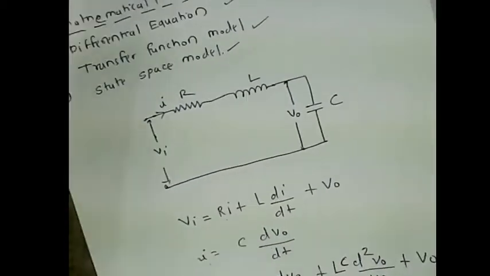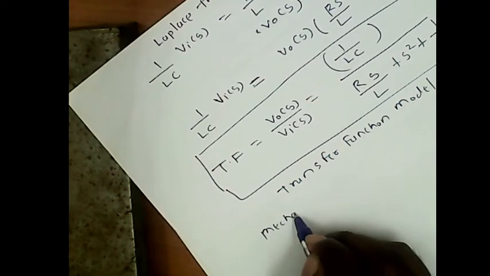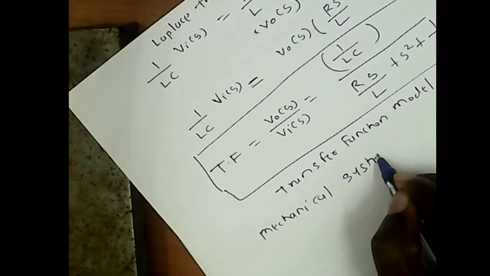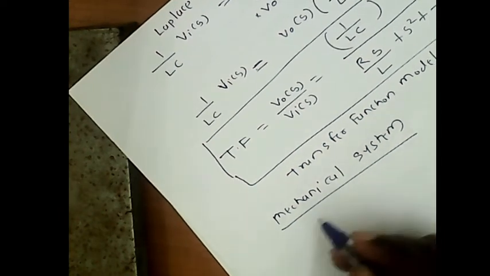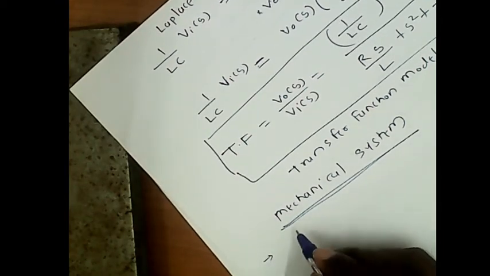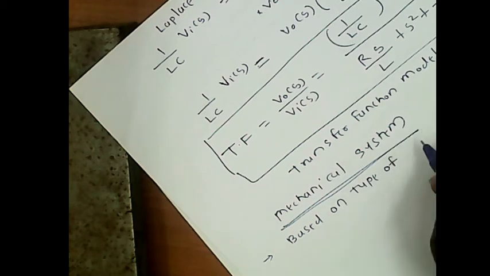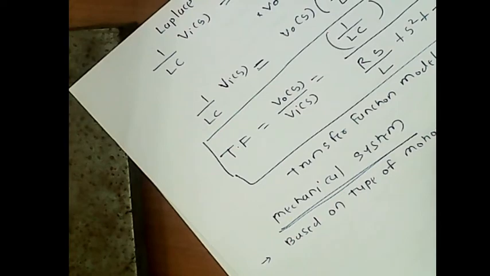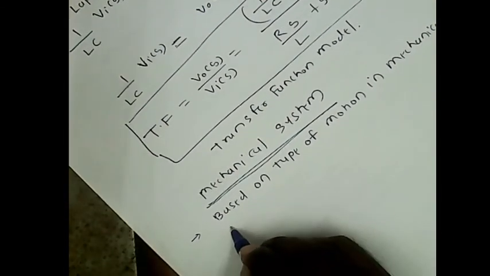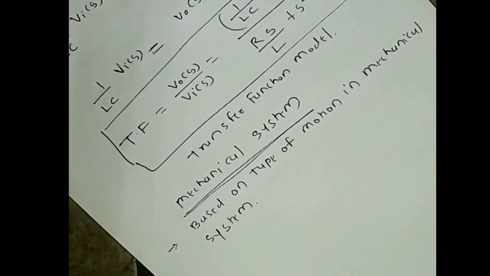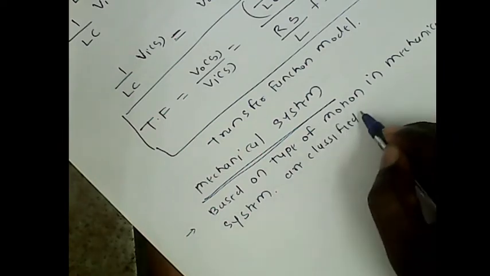Now in the mechanical system, the classification of the mechanical system is based on the type of motion in the mechanical system. So they are classified into two types.